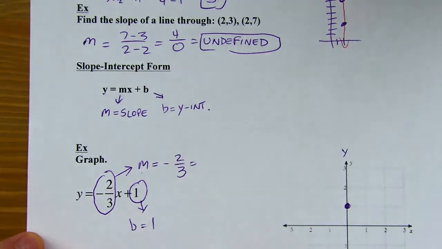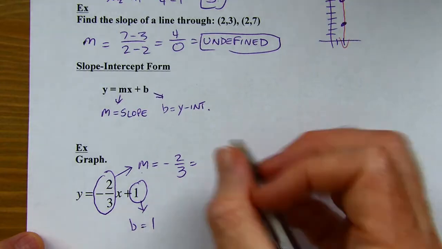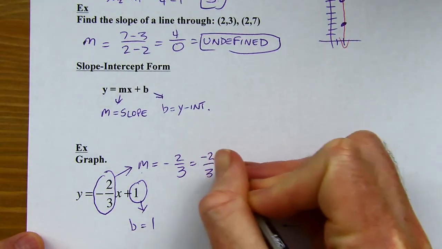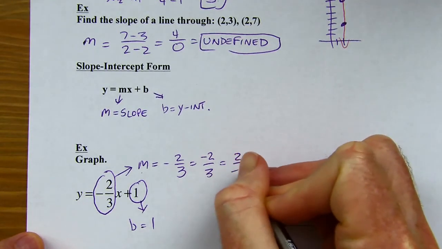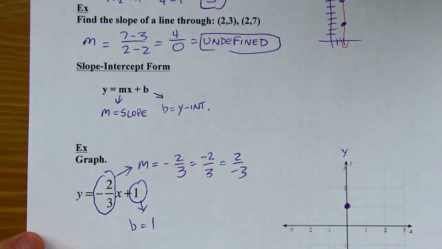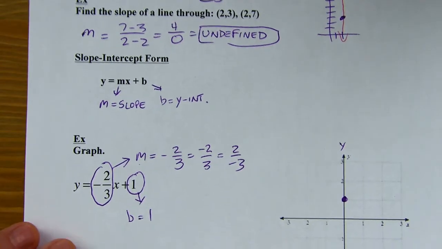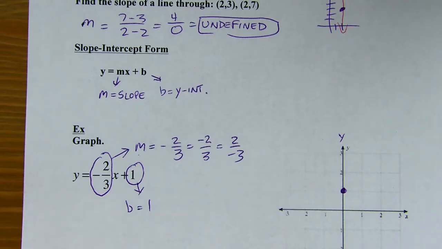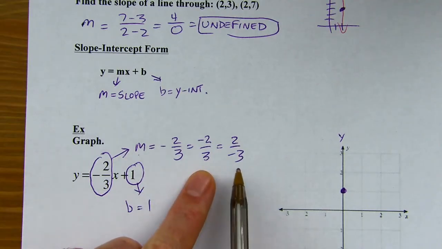Now the question here is, where should I put the negative? Does it go in the numerator, or does it go in the denominator? Well, it doesn't really matter. You can choose, okay? But you want to put it one way or the other. If you just did up 2, to the right 3, then you'll end up with a positive slope. So you need to put that negative somewhere.